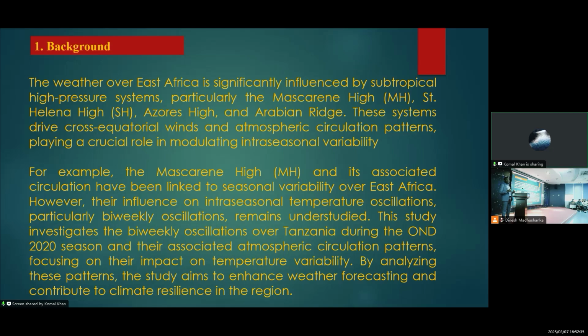So this is a gap for every one of us. If you want to study intraseasonal variability, you will find there is a very big gap in the Southern Hemisphere. This study investigates the biweekly oscillation over Tanzania during the OND season.